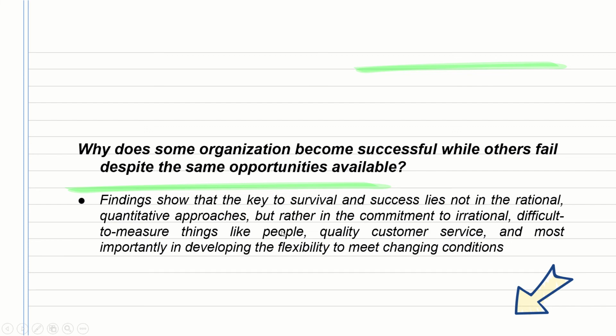Kasi nga, iba-iba ang tao, may iba-ibang culture, may iba-ibang kinalakhan, may iba-ibang paniniwala sa buhay, at kung ano-ano pang ginagawa. Kaya, some organizations succeed na in business because they always consider their people, their employees. This difficult to measure people.